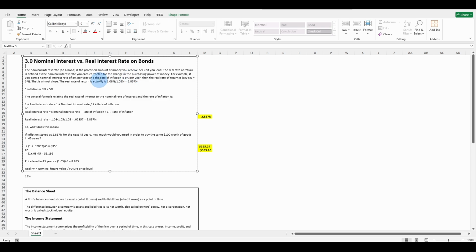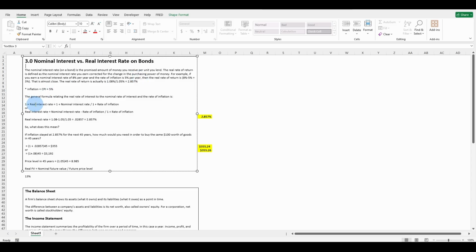For example, if you earn a nominal interest rate of 8% per year and the rate of inflation is 5% per year, then the real rate of return is 8 minus 5 equals 3. Well, no, we already know that in order to do this, you have to take the nominal divided by the real in order to get the spread, the actual change. The difference between the two is your inflation factor.